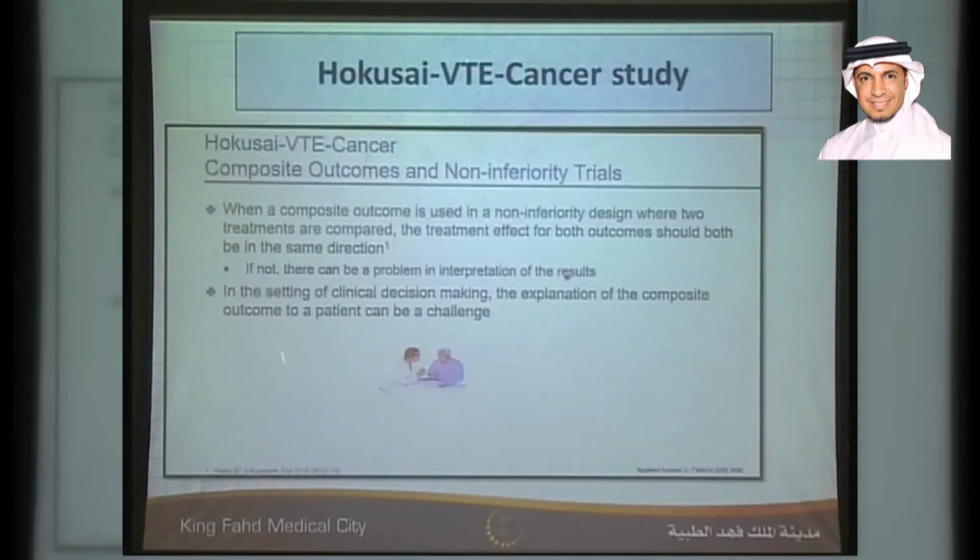urological malignancy. So when you use a composite endpoint, it's difficult to convince the patient. Tell the patient, oh, this drug causes less recurrence, but causes more bleeding. So that's why we put goals of care, put the patient in the clinical perspective. So we have risk of recurrence, we have risk of major bleeding, then we have the patient preference and values. We have to keep it in mind.